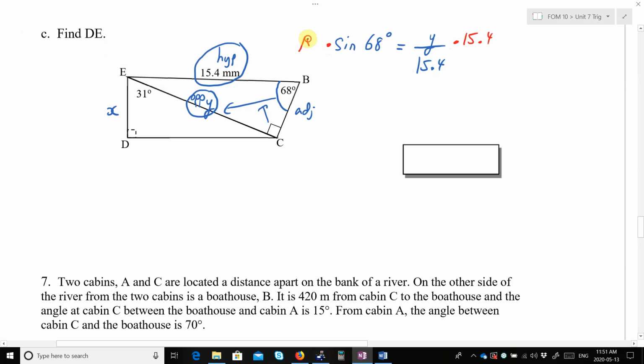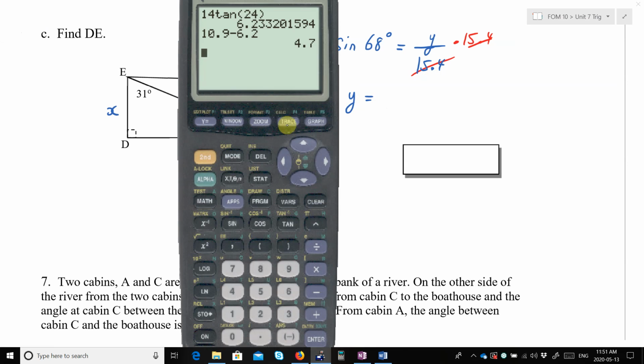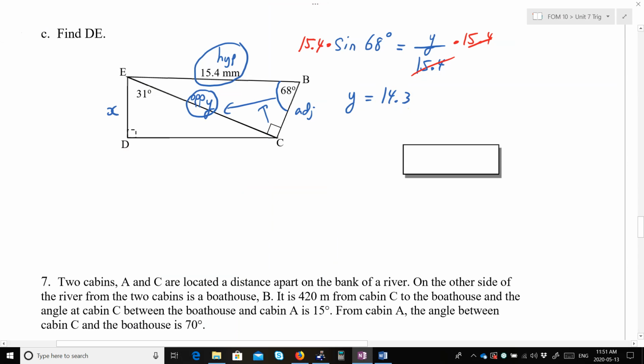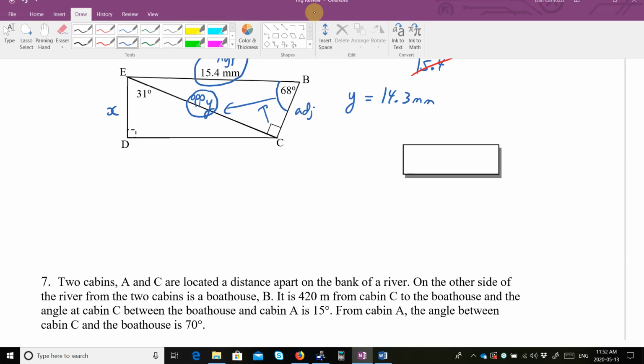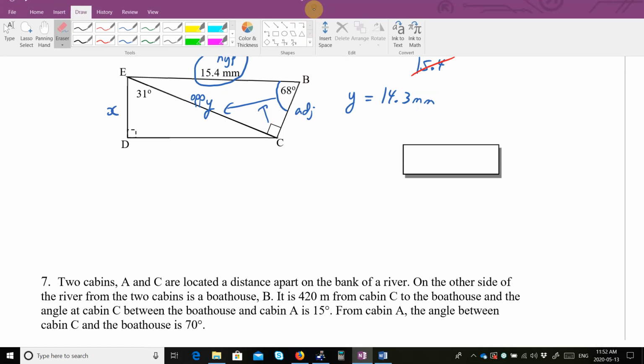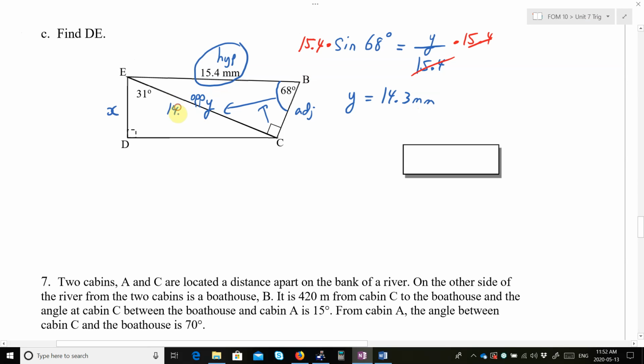Times 15.4 on both sides. That dot is another symbol for times. So we will end up getting y equals 15.4 sine 68. And we get 14.3. That is going to be millimeters. And so now what I can do is I will put that this side is 14.3 millimeters.